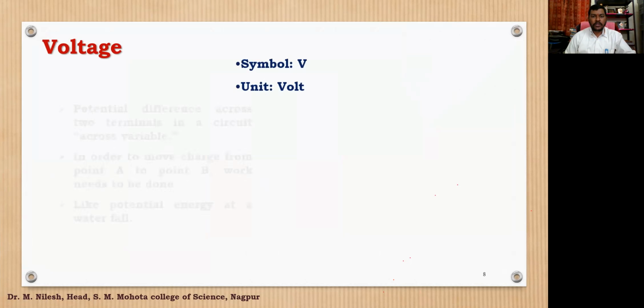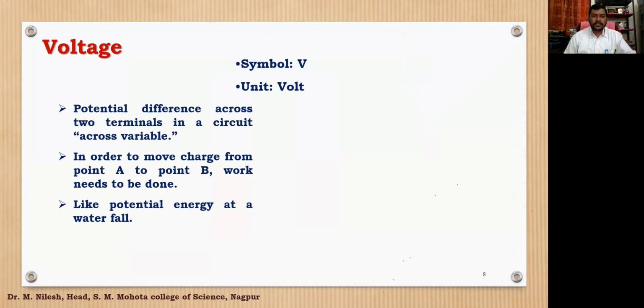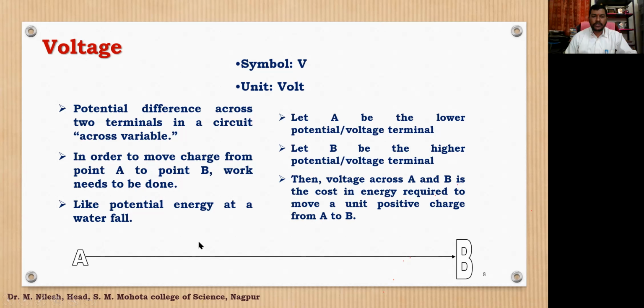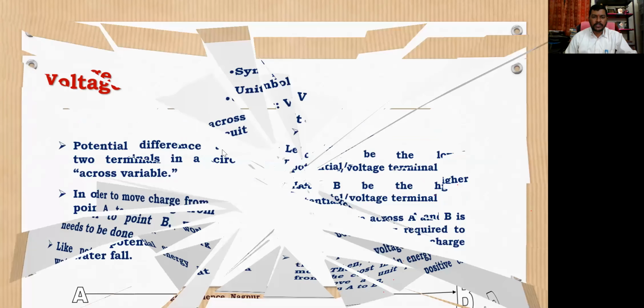Then we started with the voltage. The symbol is V and the unit is volt. That is the potential difference between two terminals in a circuit, the potential energy difference, right? That is called voltage. We have studied this also, and I have just brushed through it. This is what I have already uploaded on my YouTube, so go through that. This is point A and this is point B, and the potential energy difference between these two points is called voltage, right?